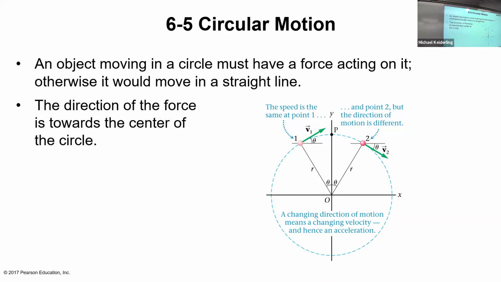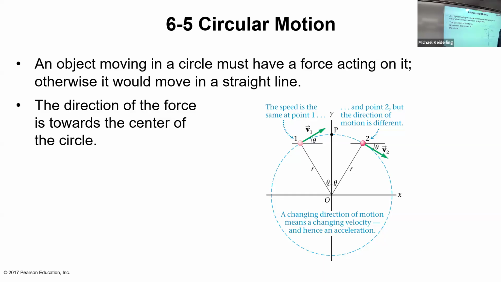So we have circular motion. If an object is moving in a circle, it has an acceleration because its velocity is changing direction. If that is the case, this mass has an acceleration, so there must be a force. And that force is coming from the tension of the string.